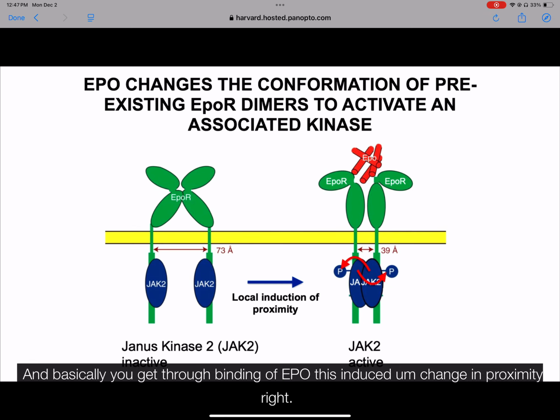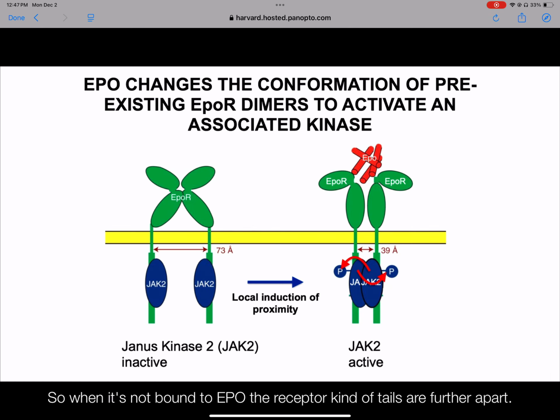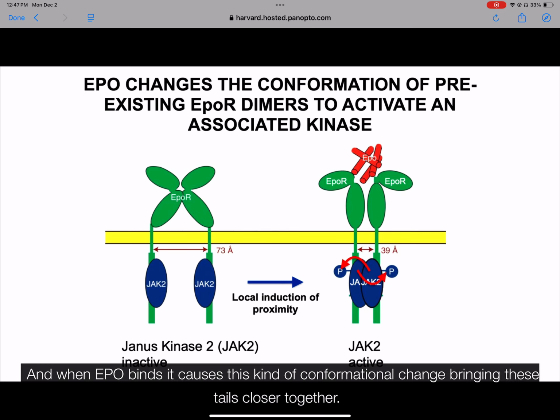And basically, through binding of EPO, you get this induced change in proximity, right? When it's not bound to EPO, the receptor tails are further apart. And when EPO binds, it causes a conformational change, bringing these tails closer together, okay?